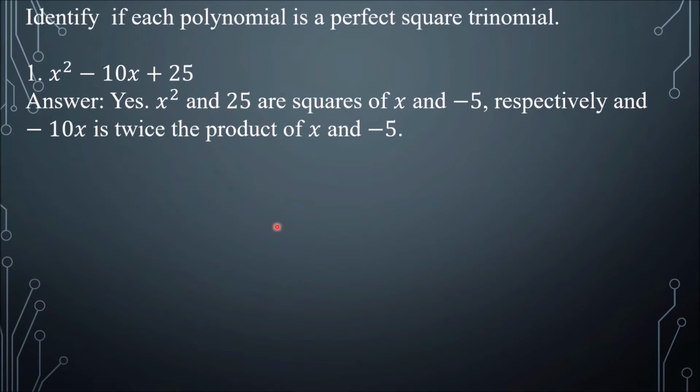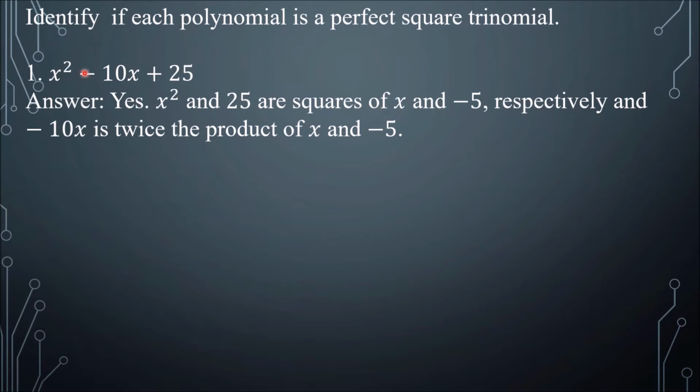Now how do we know if a polynomial is a perfect square trinomial? Let's start with x squared minus 10x plus 25. So it has three terms, therefore it is a trinomial. Now, the answer here is yes, it is a perfect square trinomial. Why? Because x squared and 25 are squares of x and negative 5 respectively.